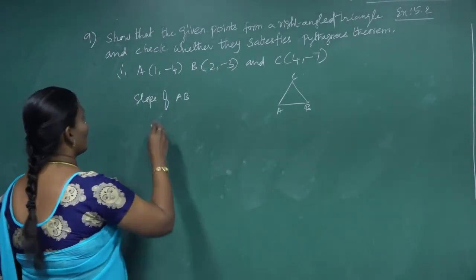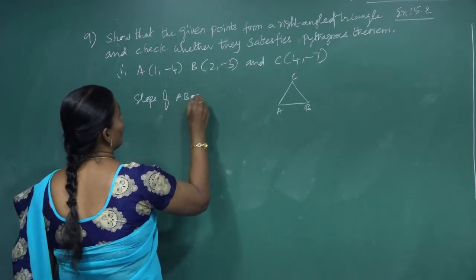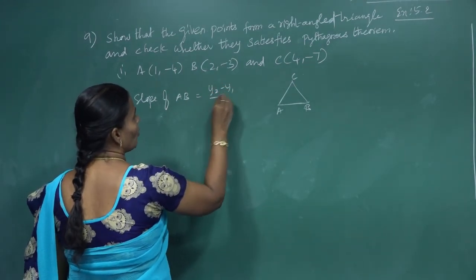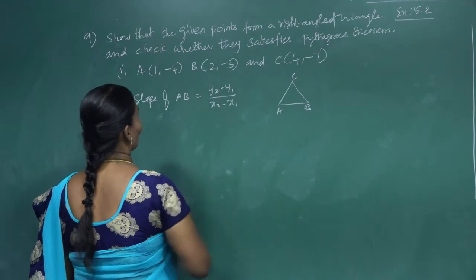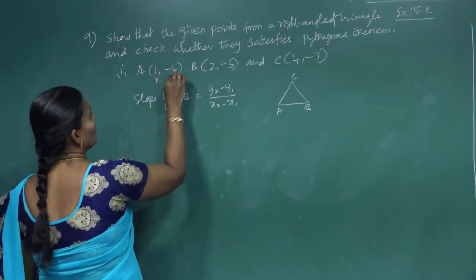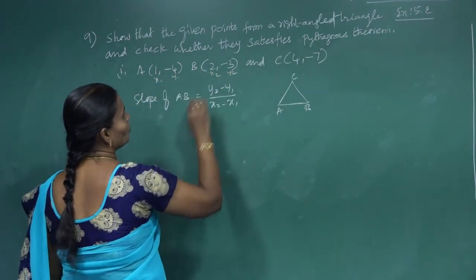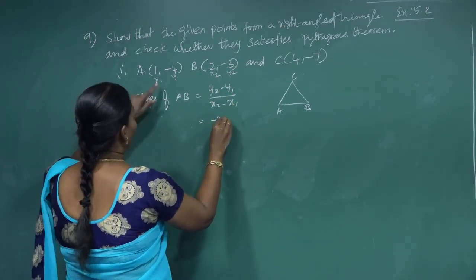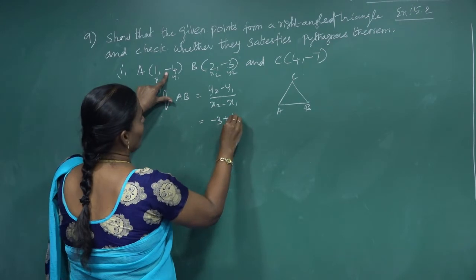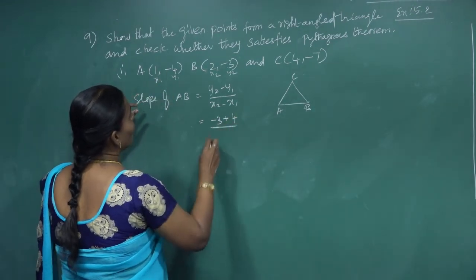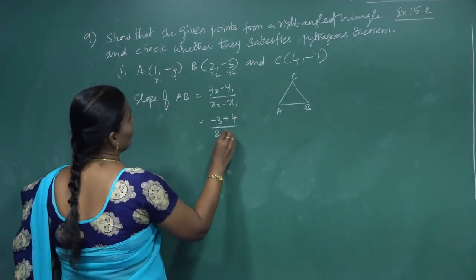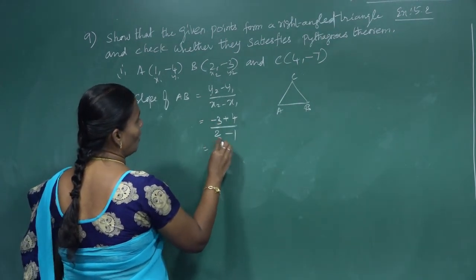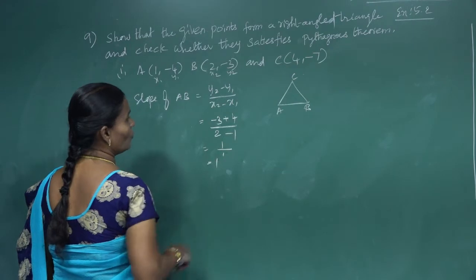Slope of AB is equal to, you know the slope formula, y2 minus y1 by x2 minus x1. Here you consider x1, y1, x2, y2. So y2 minus, 3 minus of minus, plus 4, by x2 is 2 minus x1 is minus 1. Here 1 by 1.